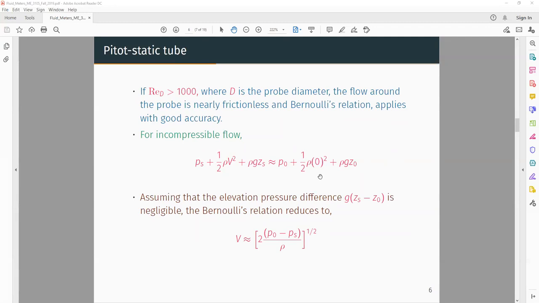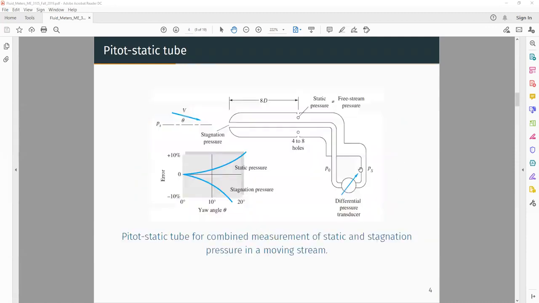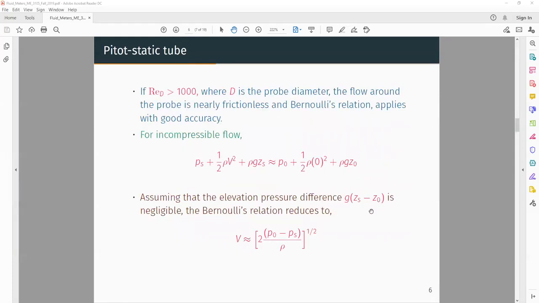And here, as the velocity at stagnation is 0, we only have the pressure head and the elevation head. And as we are seeing at the points there, it's a very small tube, and the elevation difference from this point to this point is very small. If we neglect that elevation head, we can easily get the velocity V from this equation. This is called the Pitot equation.